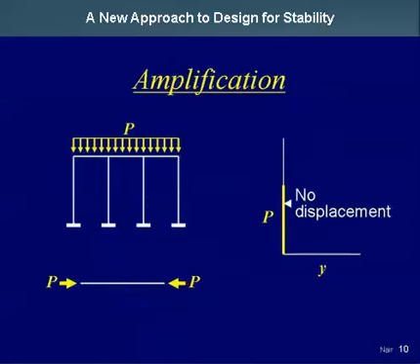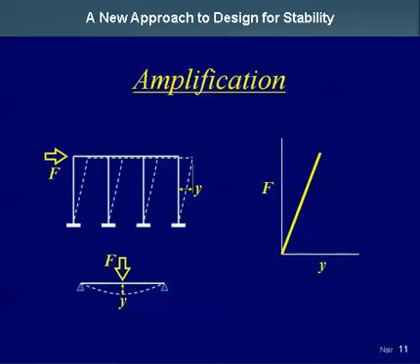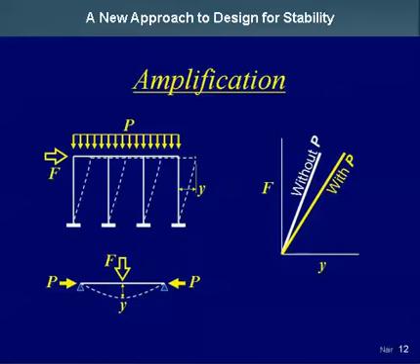Now let's talk about another concept. This is the concept of amplification. Again, this is the same structure we saw before with a compressive load on it. And you can see that that force P, the compressive force, causes no lateral displacement. But now, instead of compressive force, let's put a lateral load on it, F. And for both the structure and the individual member, you can see how you do get lateral displacement roughly proportional to the load. Now let's combine the lateral force, which does cause lateral displacement, and that compressive force.